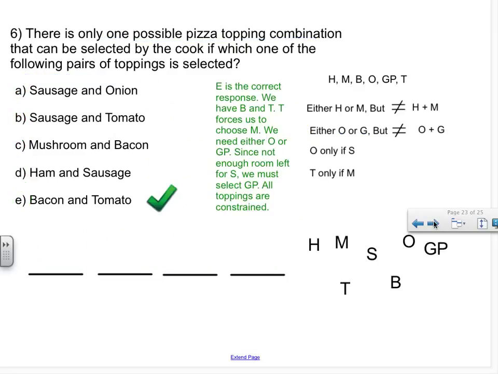Just to recap, E is the correct response. We have B and T. T forces us to choose M. We need either O or G. Since there's not enough room left for S, we must select G. All toppings are constrained.